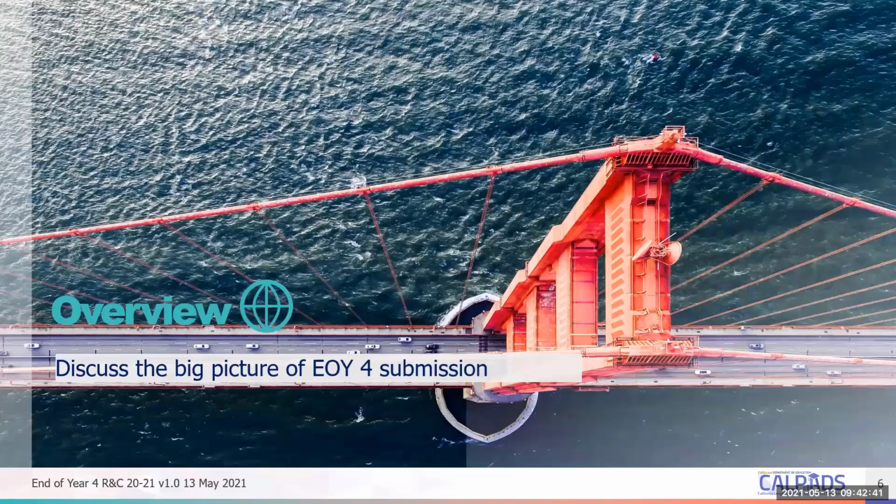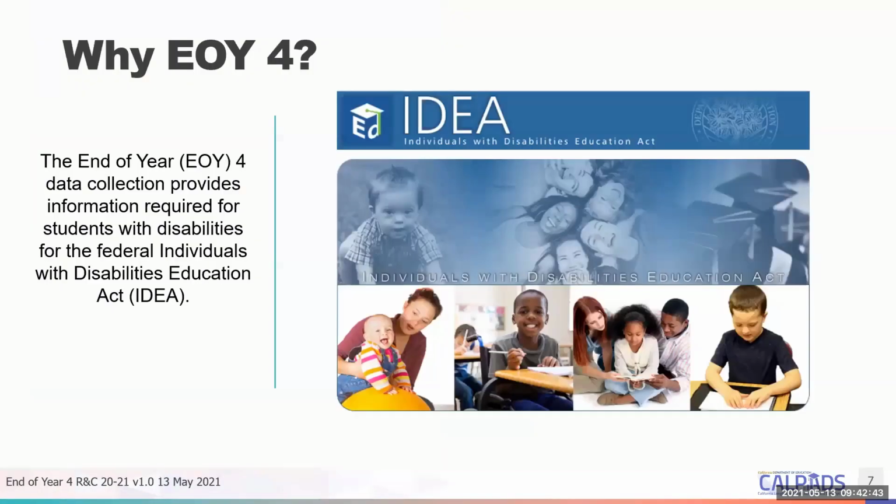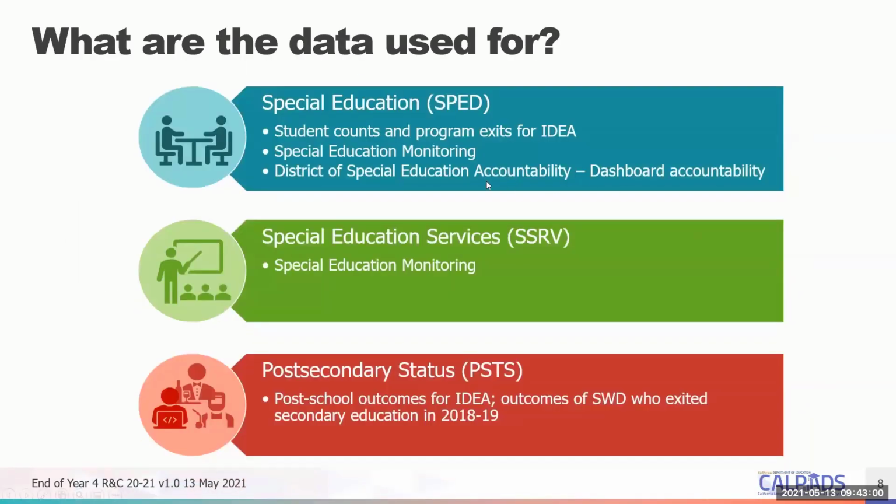And so with that, let's begin the overview. And so why do we submit end of year 4? It's the culmination of your special ed submission. It's required by the IDEA, Individuals with Disabilities Act, but specifically, we're collecting data that's not submitted in fall 1.